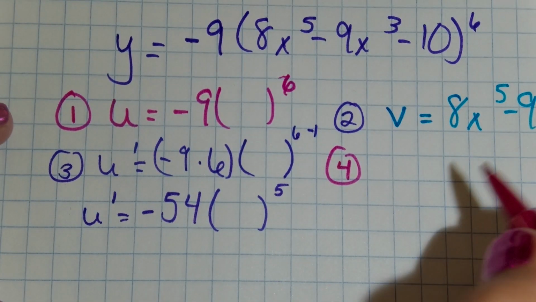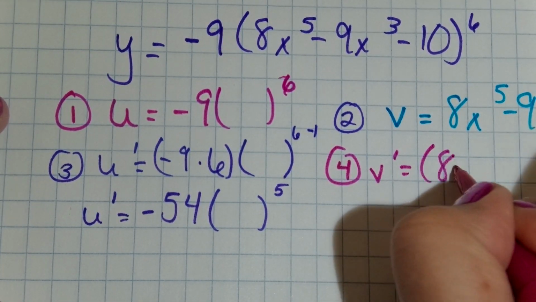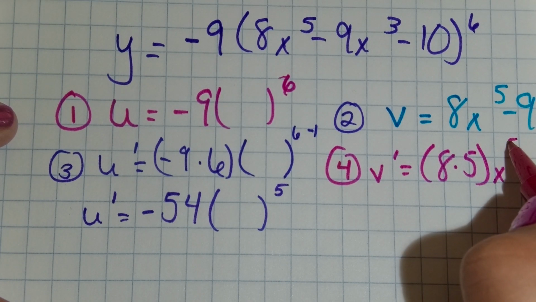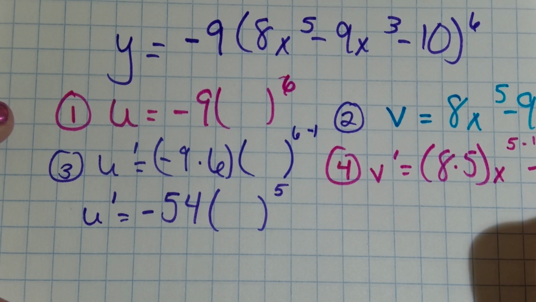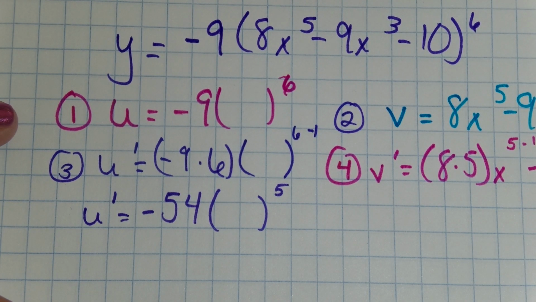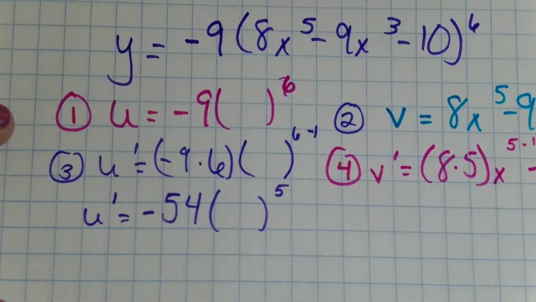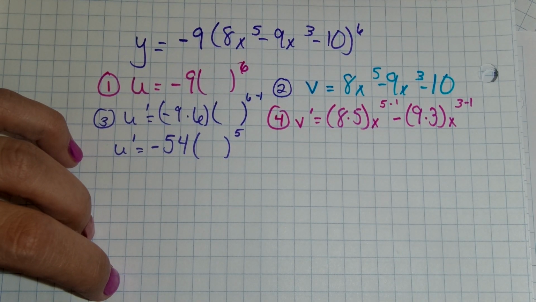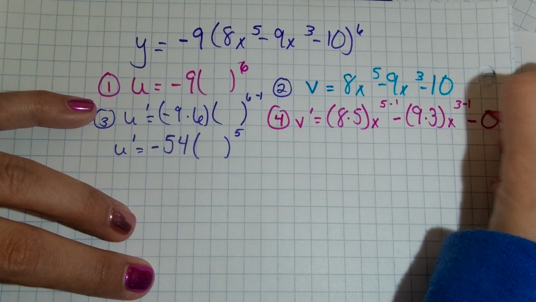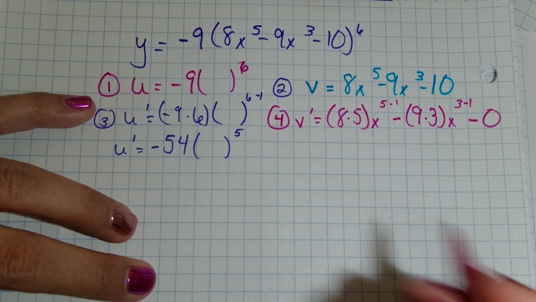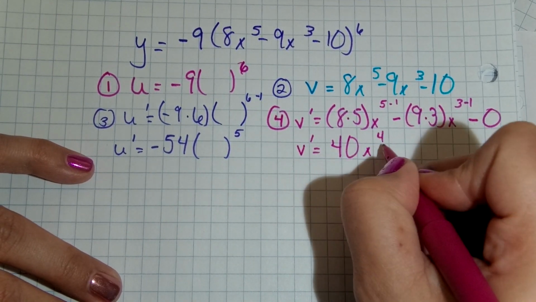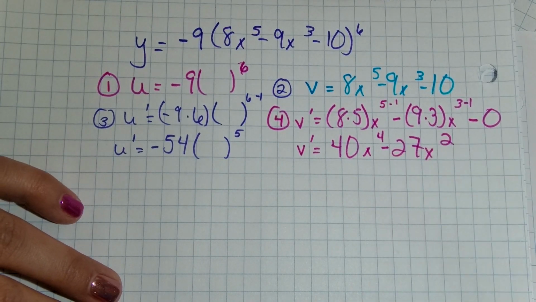Go ahead. And then minus times 3 prime is minus 2. And then minus 3, minus 3. And minus 10, is that correct? 0. Why is it 0? It's a constant. Very good. Okay, so that'll be v prime. I'm just going to do the math. 40x to the 4th minus 27x squared.